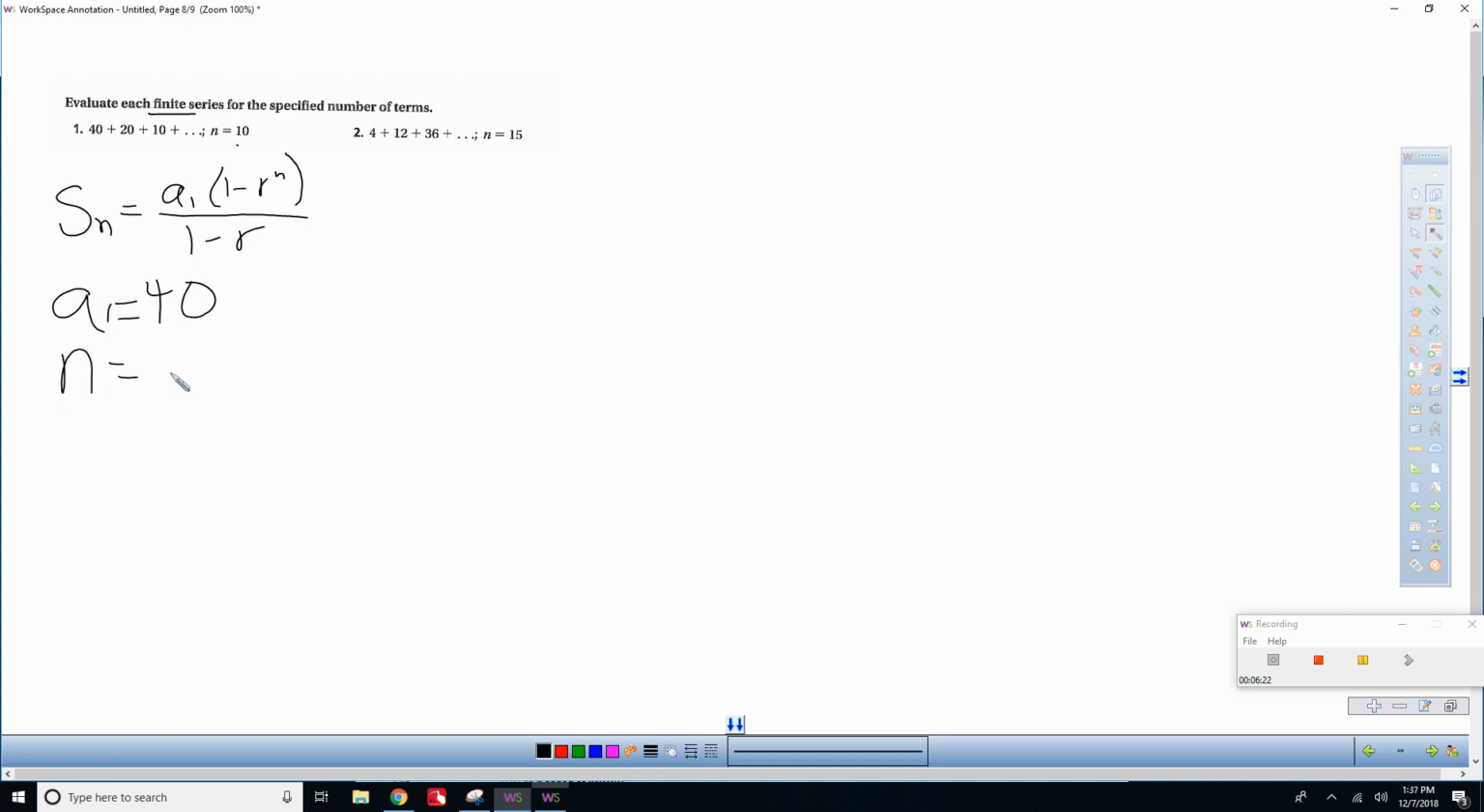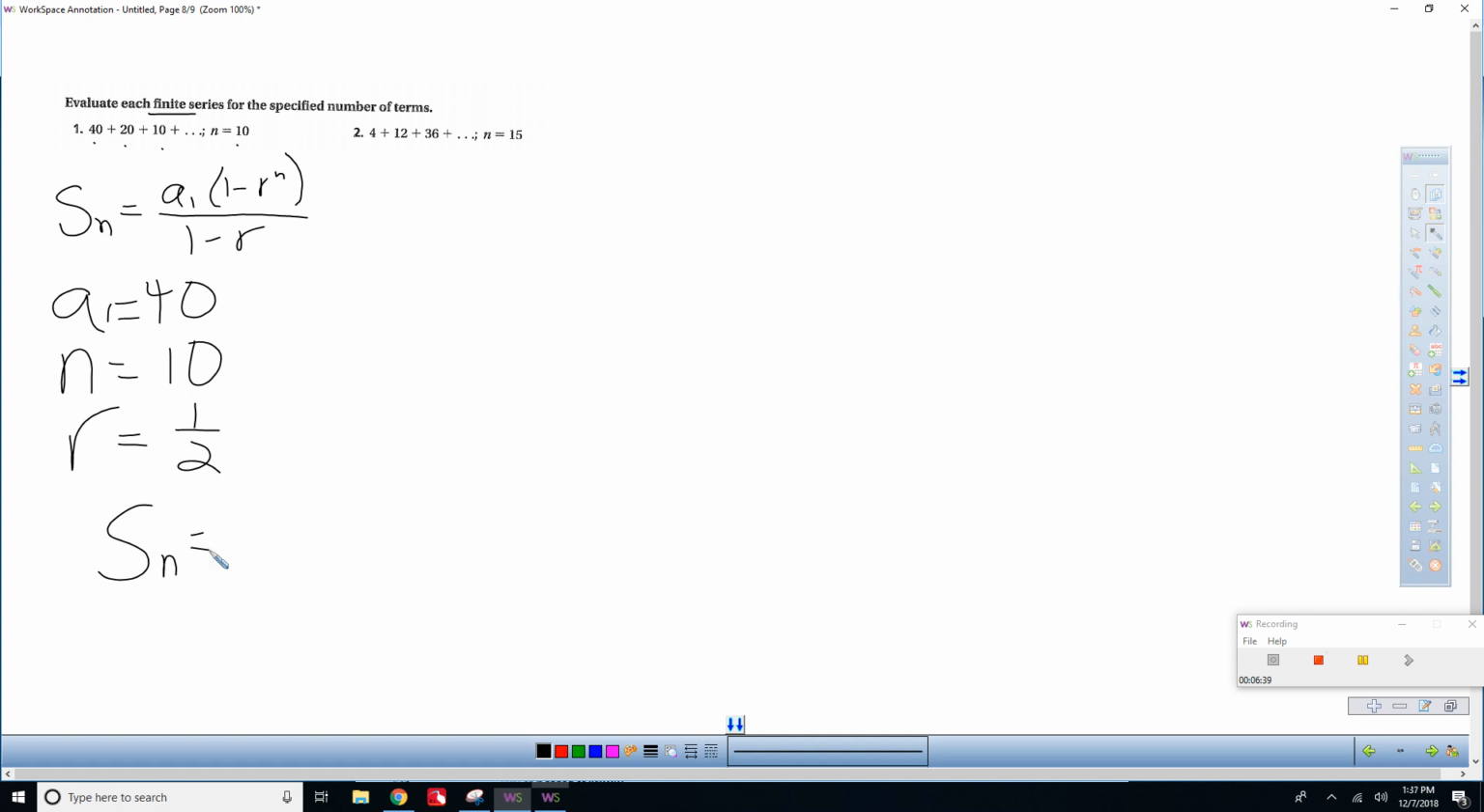N is 10. And what is our r? It looks like our r is, again, 1 half. The first term was 40. The second term was 20. The third term was 10. R is a half.